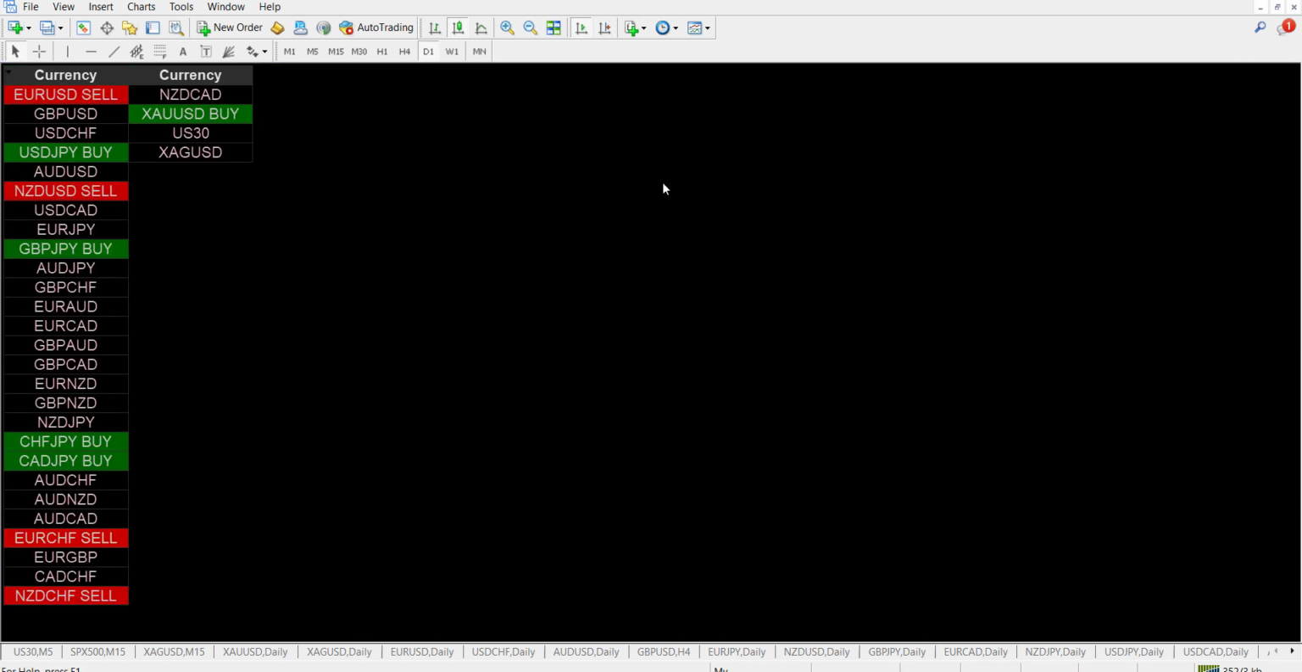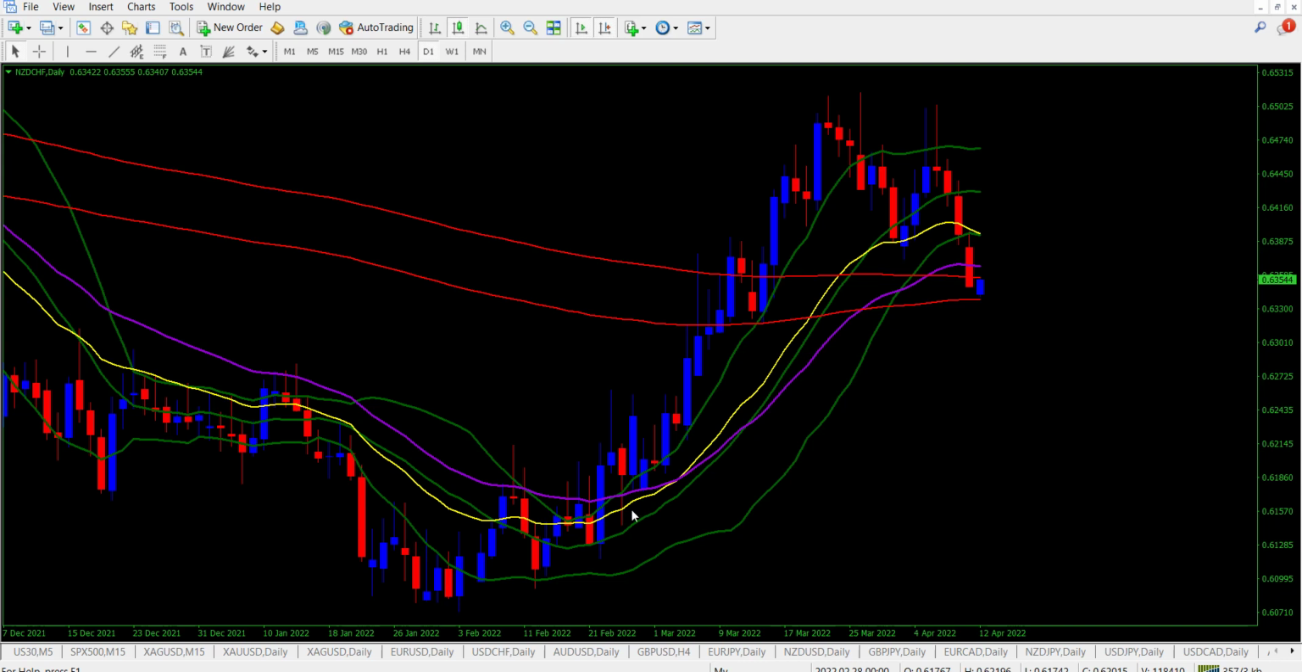So right now we have got USD yen, pound yen, and EURCHF as potential pairs to trade for tomorrow. Let me analyze further. New Zealand CHF. Again, the trend is up in New Zealand CHF. All the moving averages are pointing up, so it's against my trading rules to look for sell right now. I will ignore this pair.